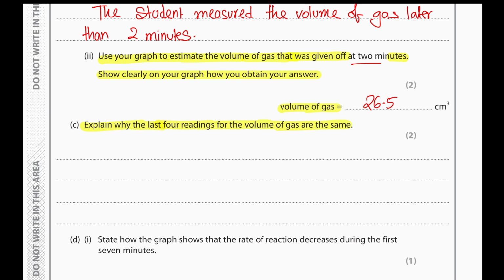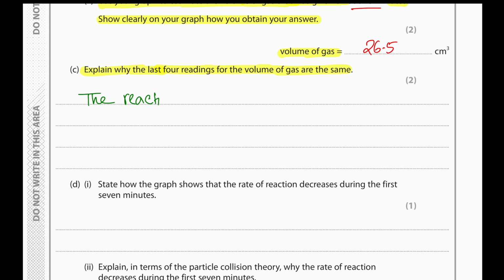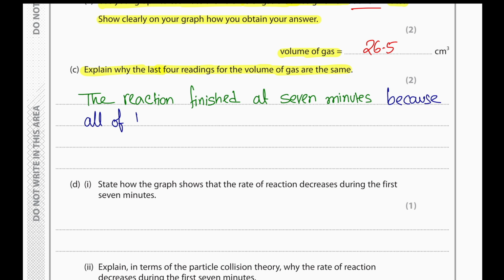So the reaction has finished at 7 minutes. By the time it is 7 minutes, the reaction has finished, because all of the acid has been reacted. It has been used up. Zinc was in excess, so all the acid has been reacted. We can conclude that.